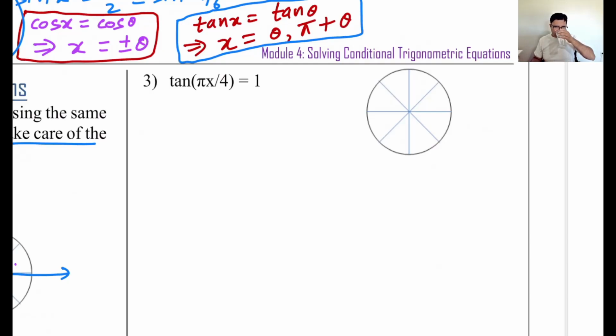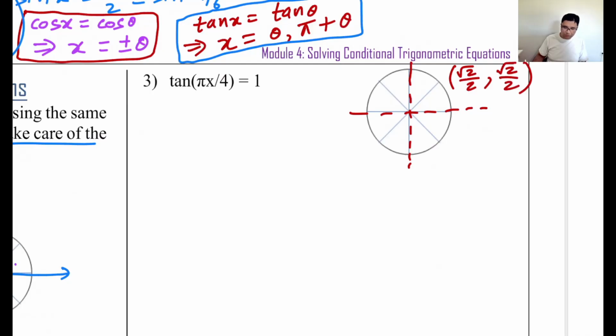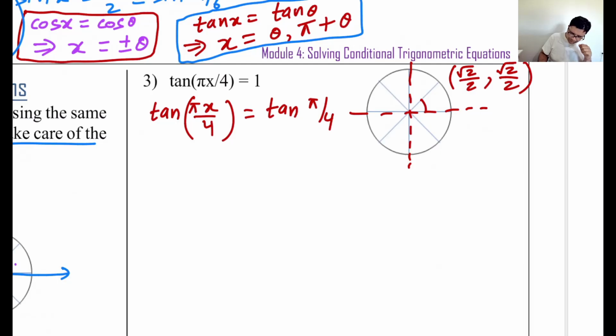A tangent equation now. Tan pi x over 4 equals 1. We can go to the unit circle, and the coordinates here are root 2 over 2, root 2 over 2, right? And tan is y over x. That's where it is 1, and that is pi over 4. Okay. So tan pi x over 4 equals tan pi over 4.